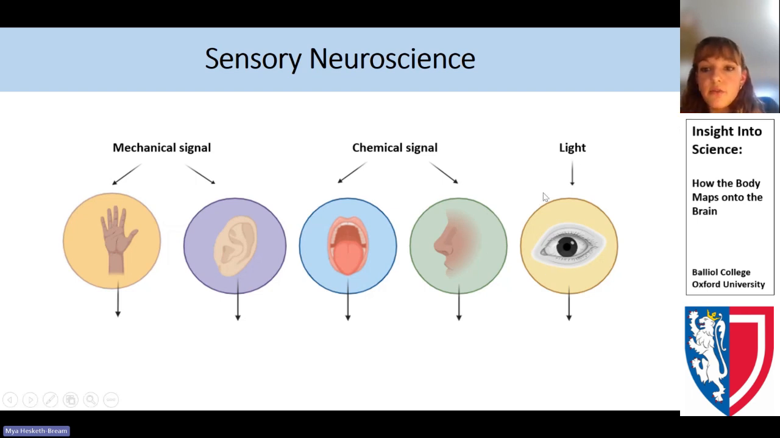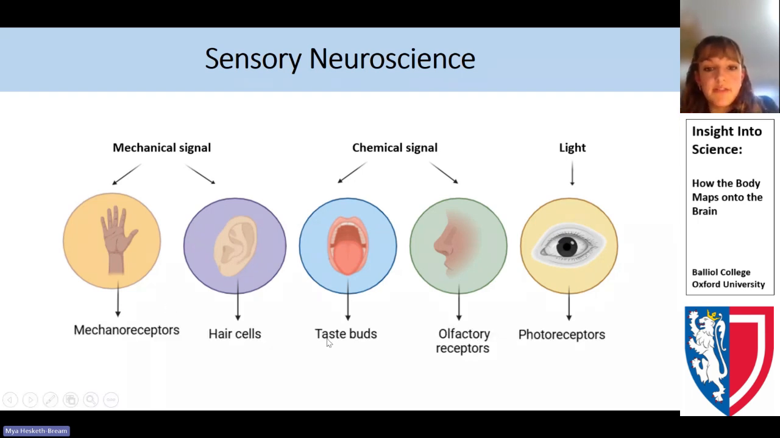And then lastly, for vision, that's a different type of signal. So that's taking in light, so it's a type of electromagnetic signal. And what happens is it's transmitting that light signal into an electrical signal again. So there are these different types of receptors to do that specific thing. We've discussed mechanoreceptors, also hair cells, taste buds, olfactory receptors, and photoreceptors. So these are picking up all the different signals that are outside in the environment and then representing that in the brain.